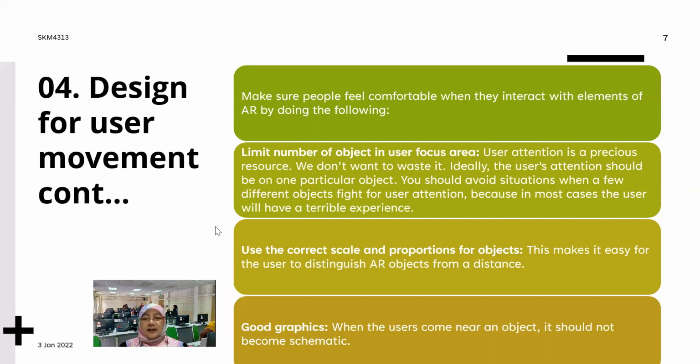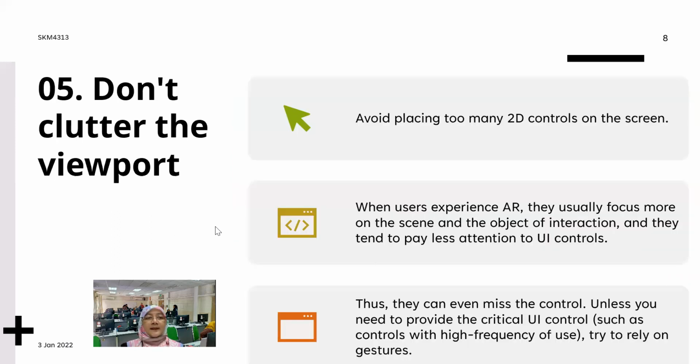Use the correct scale and proportions for objects. This makes it easy for the user to distinguish an AR object from a distance. So design properly, and make sure the scale and proportions are correct. Good graphics: when the user comes near an object, it should not become schematic. So of course you need to build very good 3D models with very good rendering.